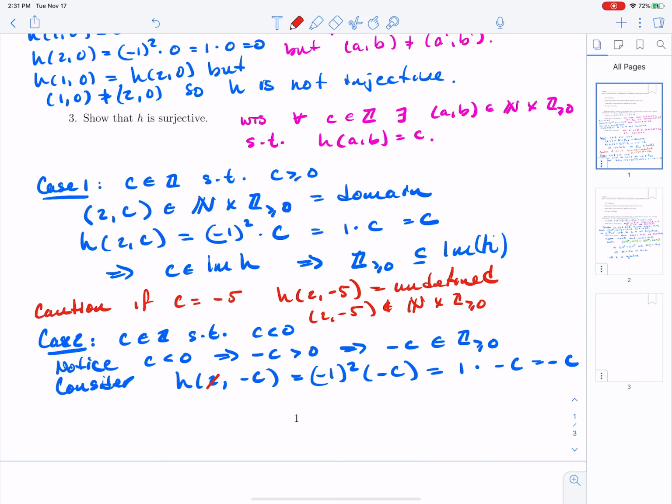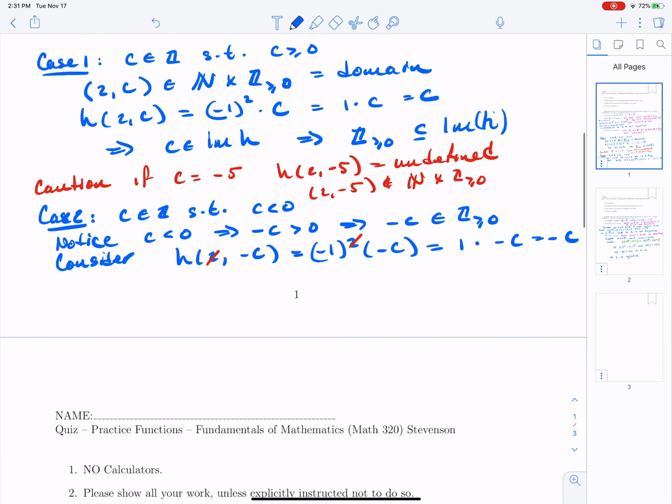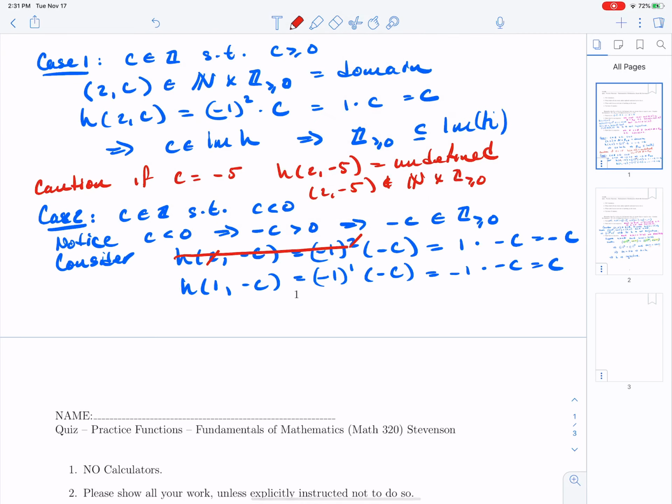So instead of taking 2 here, what should I take? I'm going to instead take h of (1, negative c). Negative c gives (-1)^1 times negative c, which is -1 times negative c, which is c. Okay, so I don't need to erase all of this. I'm just going to put a line through it because that was a failed attempt. Okay, and so now what I get is I can see that c is contained in the image of h.